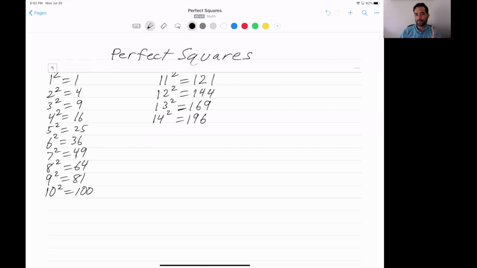Now, I ask you to pause again and just look at 13 and 14. Now, 13 squared is 169, 14 squared is 196. What do you notice?